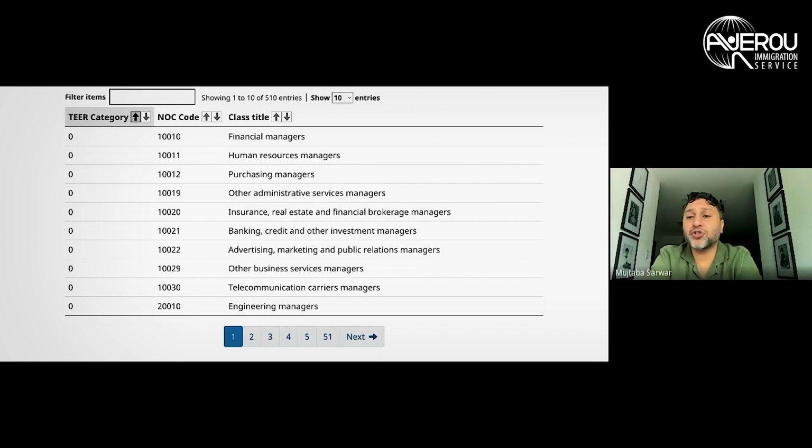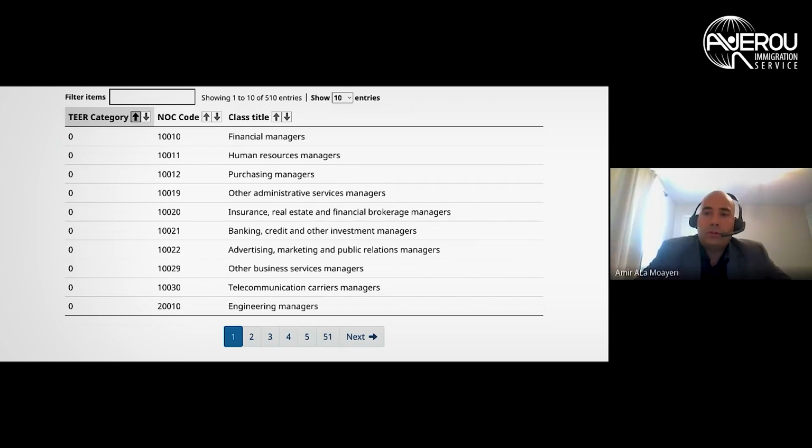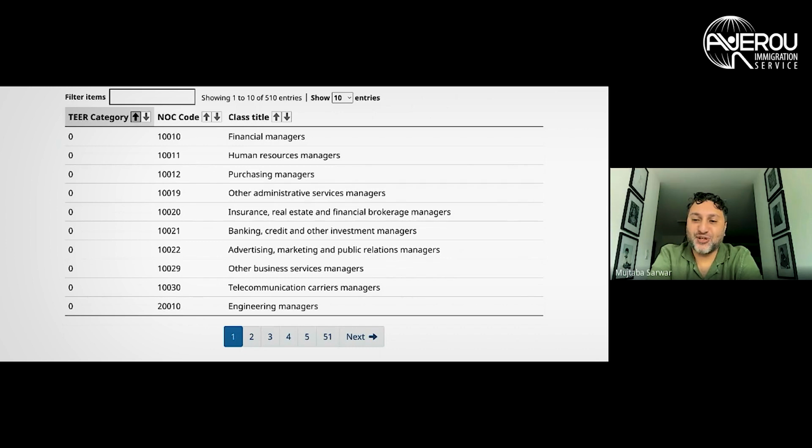So let's do a simulation about how we help clients find their NOC code. Ala, throw out a very random occupation. Let's say you came and talked to me and I asked you, what do you do? Throw out a very random job. Maybe you can use an example from somebody you talked to recently. Accountant. Okay, accountant is a little bit simple, but okay.